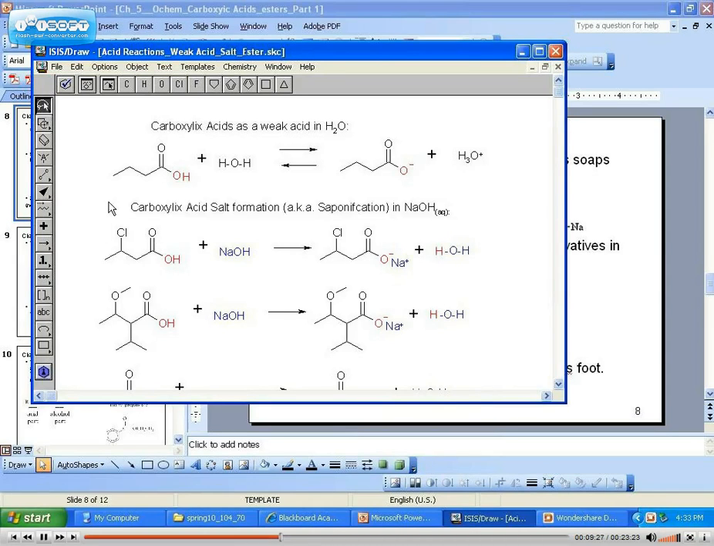Start off with hydrogen, and we combine it with the hydroxide from sodium hydroxide, and this goes ahead and creates, and I'll highlight it right here, our water molecule. The leftover carboxylate ion will combine with sodium, leaving this structure right here.